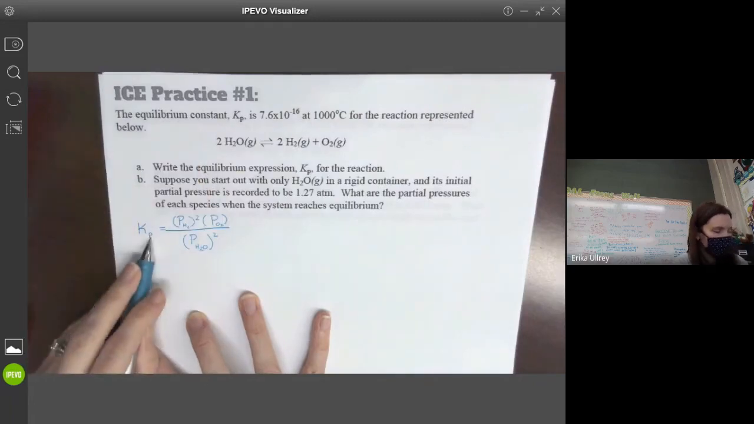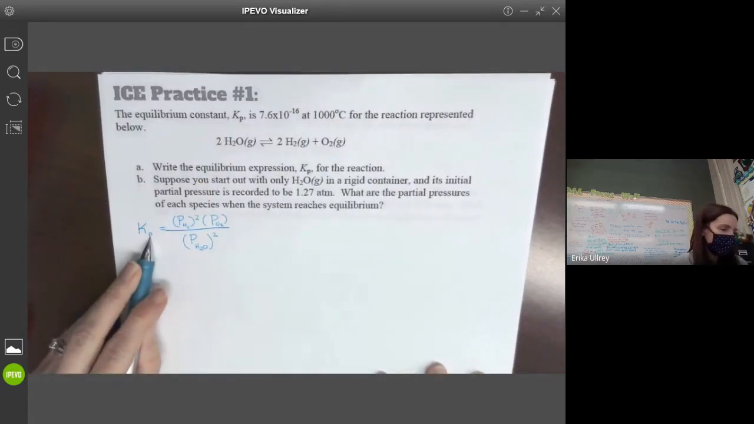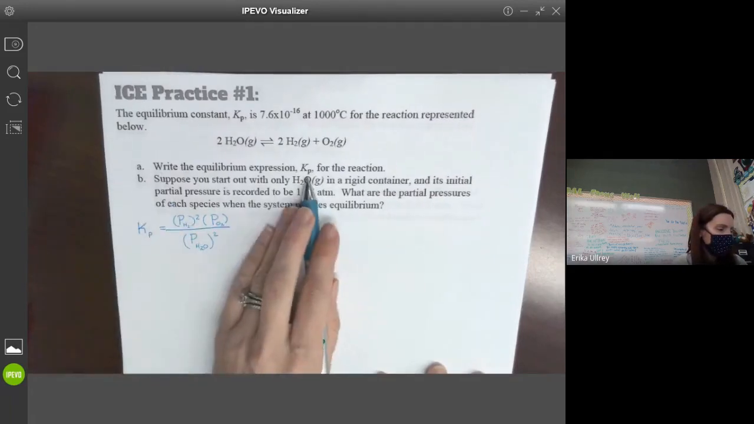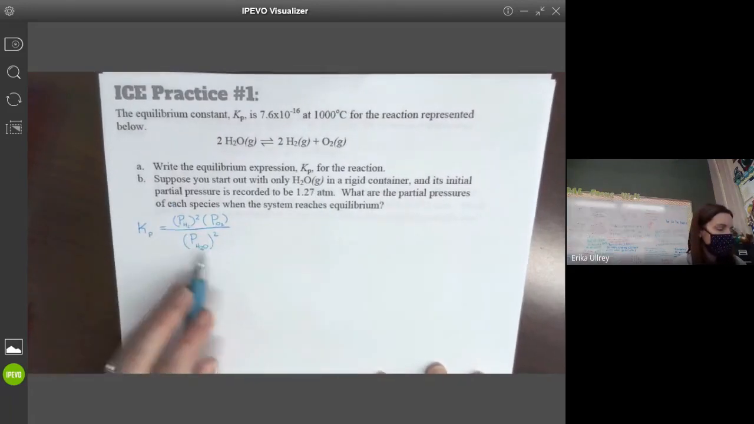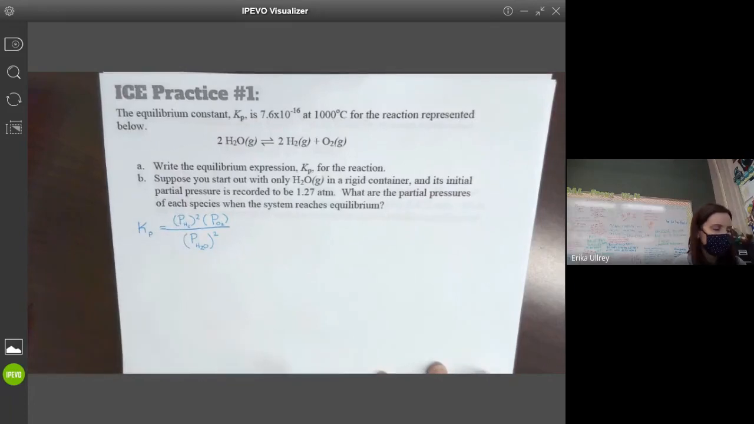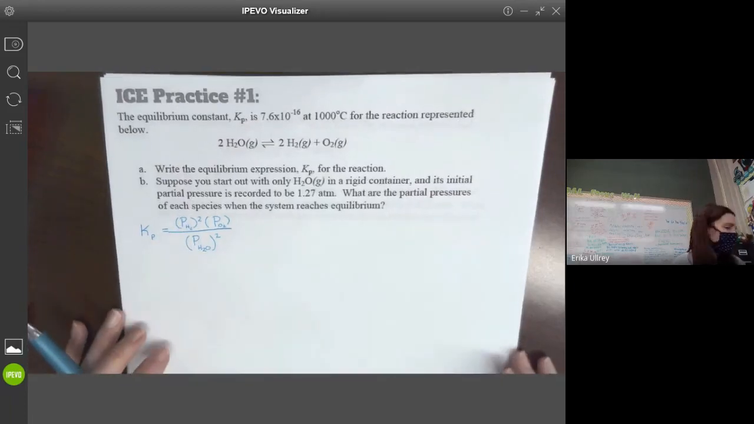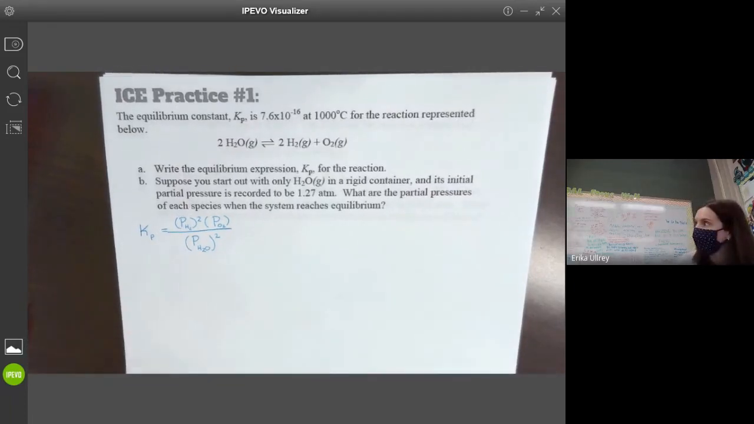So because this is a Kp, we're looking at the equilibrium for pressure, right? So it's asking us for Kp. That's where we use the capital P and we use the P sub. It's a very nitpicky thing on the part of the AP College Board, but that's what they want.